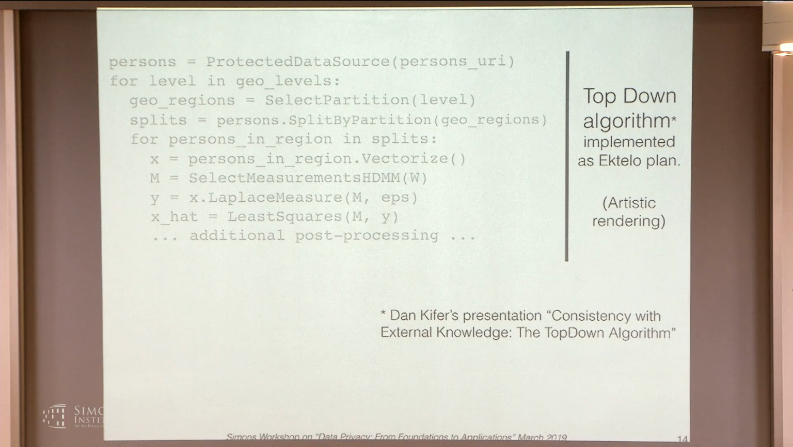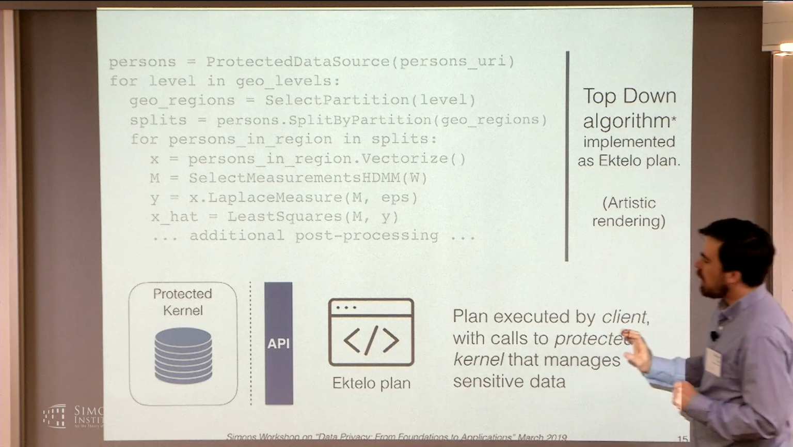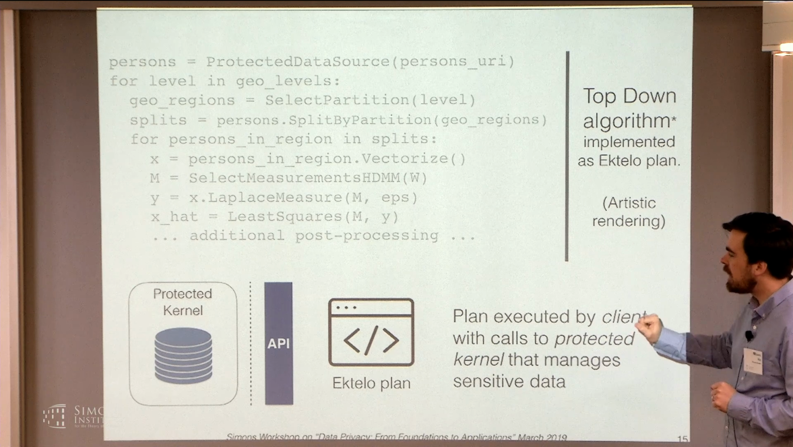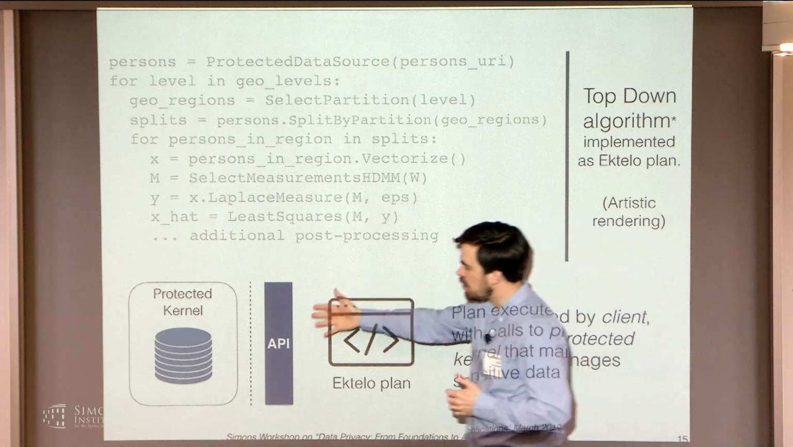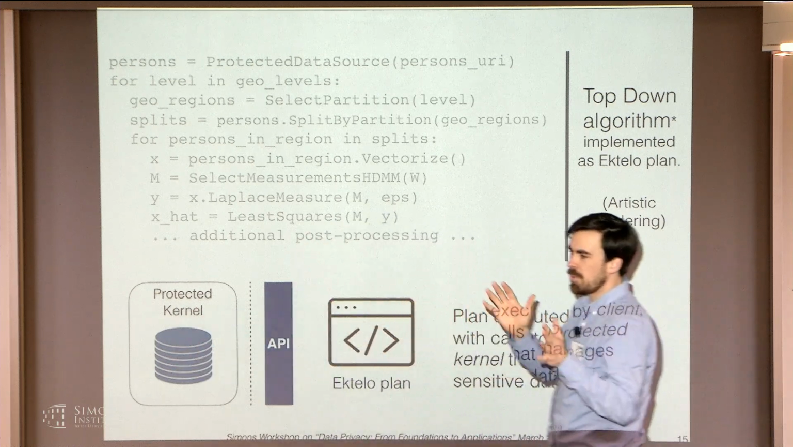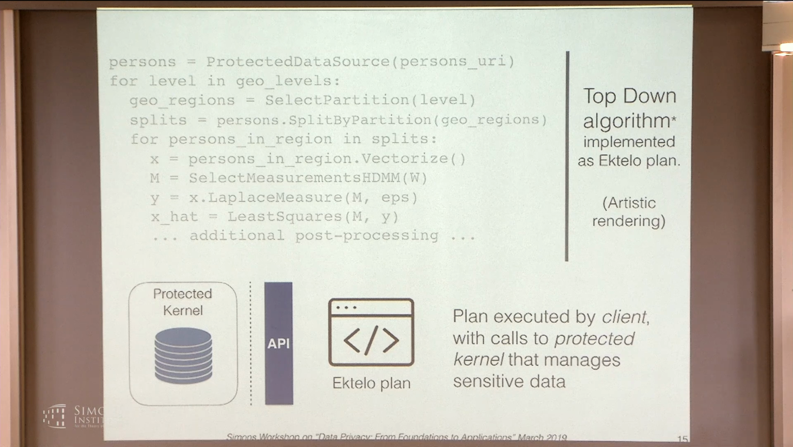To be clear, that algorithm is not implemented in Ektelo. I think it could be in principle, and really what I want to do is illustrate the potential benefits of thinking in this kind of operator framework by taking that algorithm. The way Ektelo works is you have this plan, and it's executed in a client environment, but there's this API that connects to the database, which is wrapped in this protected kernel, and the only way you can access the data is through this API. In that way, we can control exactly how we're interacting with the data.